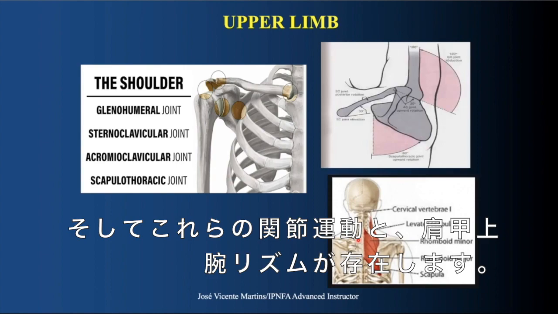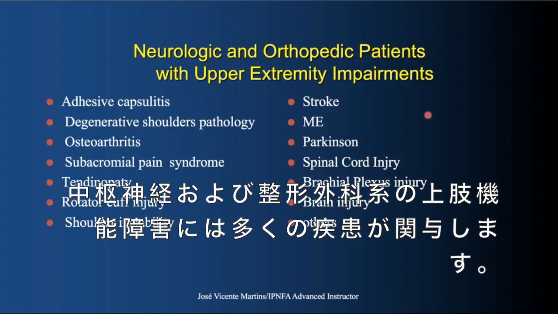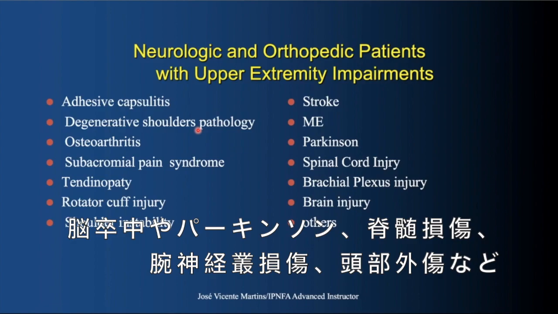So here we can see the movements of each joint, and we can see the scapulohumeral rhythm. So when you think about neurological and orthopedic patients with upper limb impairments, we have a lot of diseases which can cause some problems, such as stroke, MS, Parkinson's, spinal cord injury, brachial plexus injury, brain injury, and others.